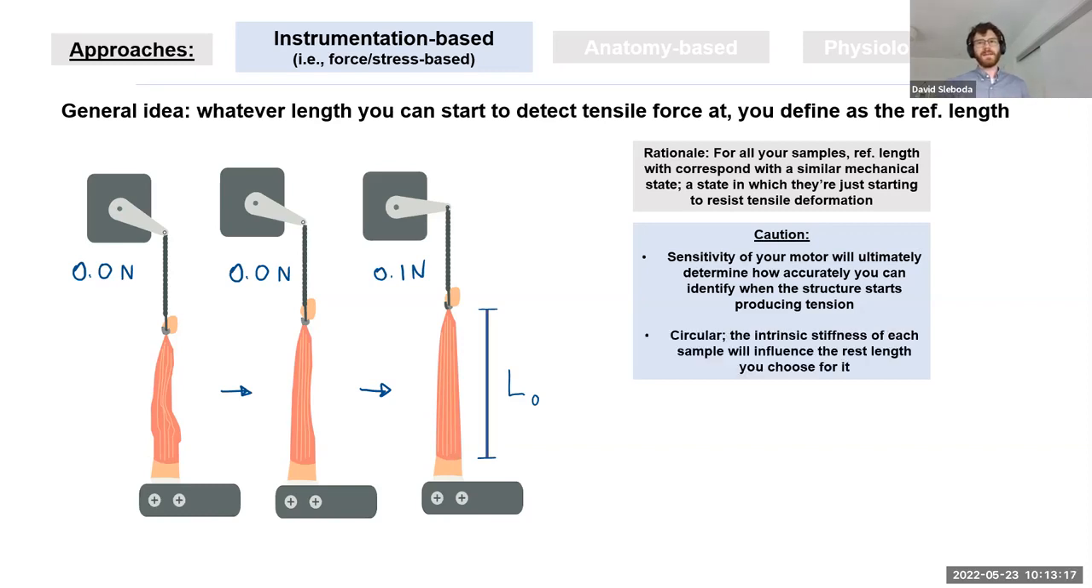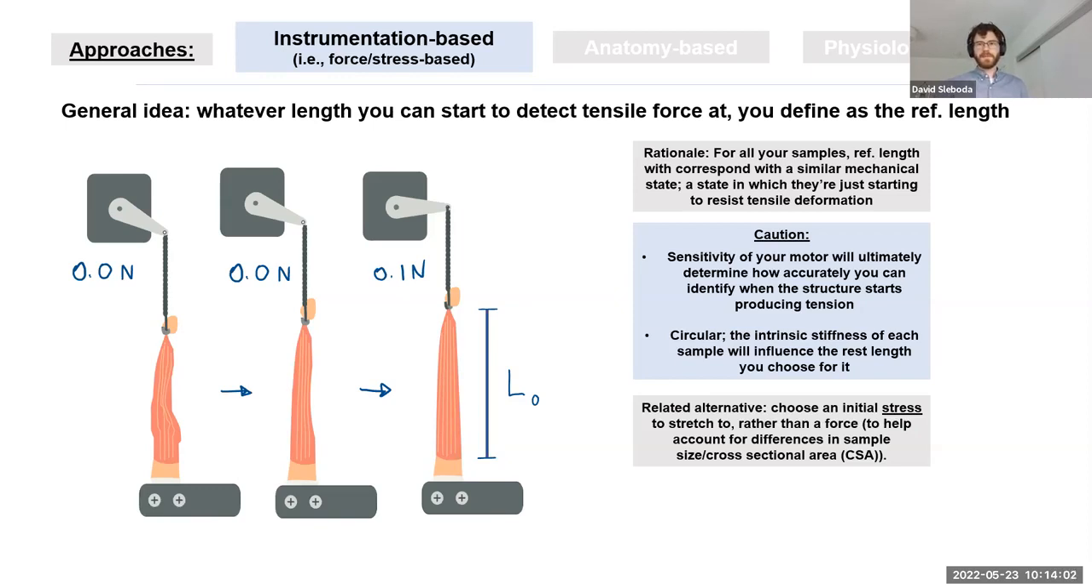And one potential pitfall here is that there's a little bit of circularity involved in that. So the intrinsic stiffness of each of your samples, which is ultimately often the thing you're trying to measure, will influence the length you choose as a reference length. So if you had a couple muscles in your experimental set that were just intrinsically more compliant than the others, those would be getting stretched to a slightly longer initial reference length to get to that 0.1 newtons of force. And then when you go and analyze your stress strain data, you might never see that those muscles were slightly more compliant because that information got washed out when you chose the reference lengths for those muscles.